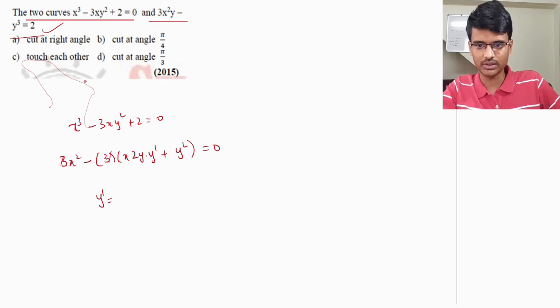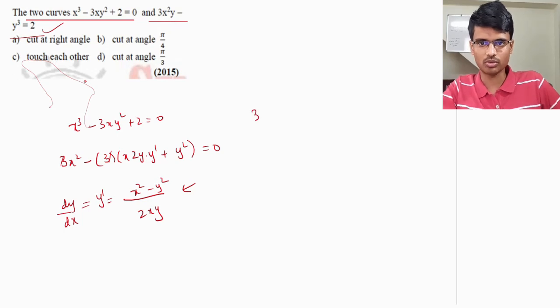I'll be left with (x square minus y square) by 2xy. You can simplify and check that out. This is what I get. So y dash is nothing but dy by dx. This is just short form.